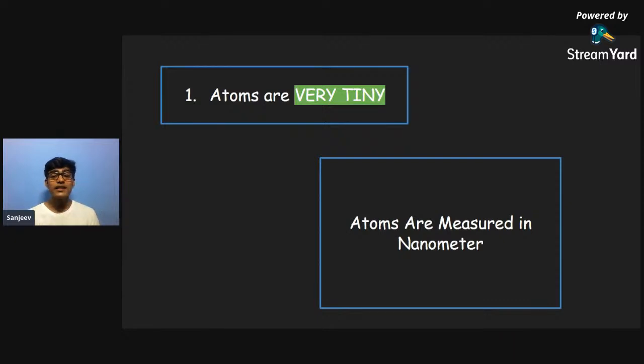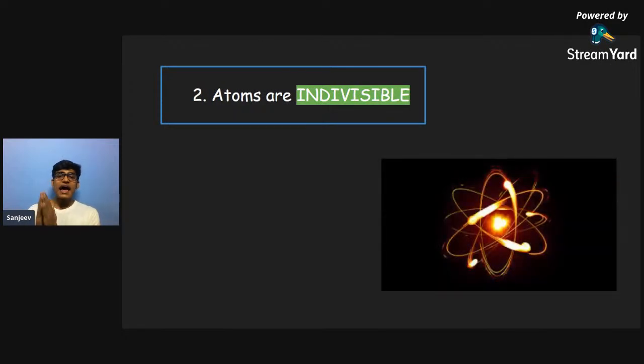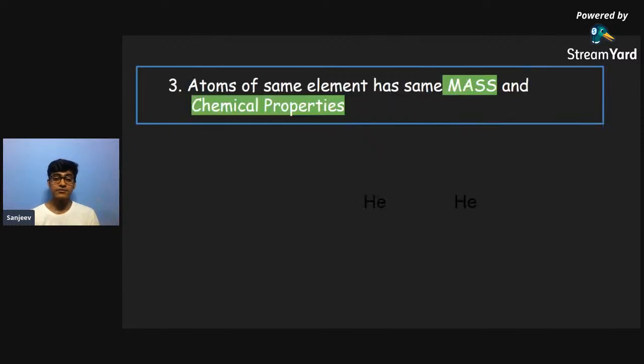The second thing he stated was, atoms are indivisible. So what we have discussed is that atoms are the smallest particle which cannot be divided. The particles which cannot be divided are termed as indivisible. Okay, so atoms are indivisible is the second statement which he gave.